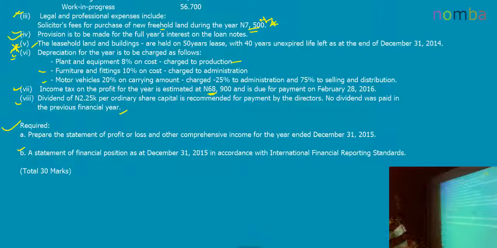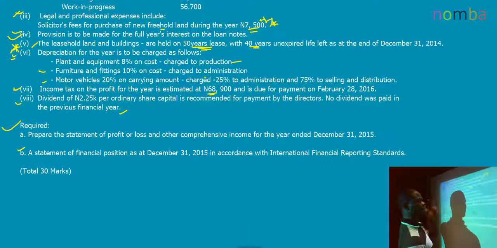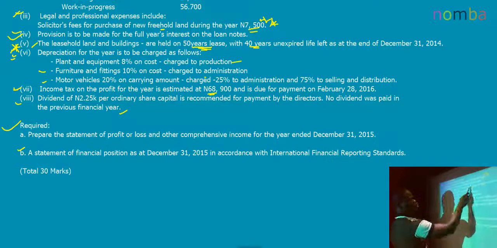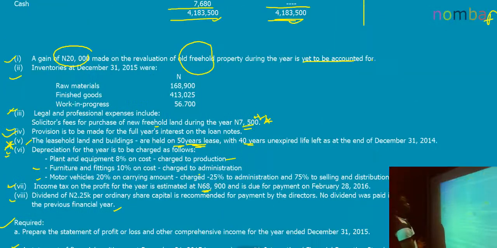Note 5 says that a leasehold land and building, which is held for a 50 years lease, has a 40% unexpired life at the end of December 31st, 2014. So this is a land and building acquired under a lease arrangement. Now this question is silent with regards to whether this is a finance lease or an operating lease, and it requires our judgment to determine if this 50 years is substantial or not. But the question is silent.